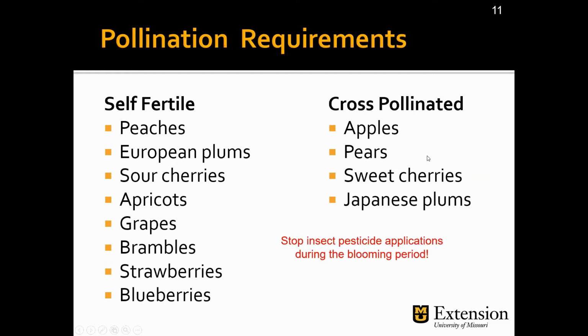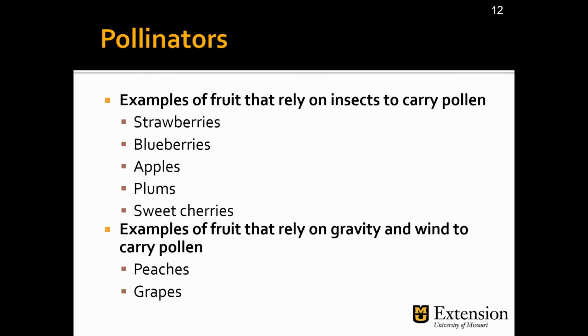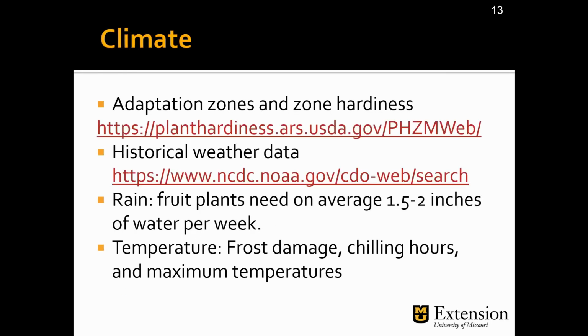Like I mentioned earlier, you have to think about your pesticide and insect control during the bloom period when you're dealing with cross-pollinated varieties. So you have to make sure that you know what variety you're getting. These are just some examples of fruit that rely on insects. Those are the cross-pollinated fruits. And down at the bottom, we have fruits that rely on gravity and wind to carry the pollen.